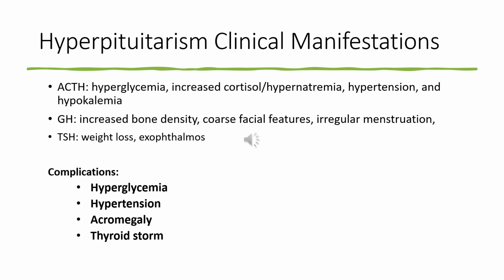With the first one here, hypoglycemia. Cortisol: hypernatremia, hypertension, hypokalemia. Growth hormone: you can have increased bone density, of course, facial features, irregular menstruation. Thyroid stimulating hormone: we have weight loss, and we have the exophthalmos, I'm going to say it wrong, but that's where we have those kind of bulging eyes that are really associated with hyperthyroidism. Again, we'll go into that when we talk about the thyroid. Complications: hyperglycemia, hypertension, acromegaly, thyroid storm. So all of these are very concerning and we need to be aware.